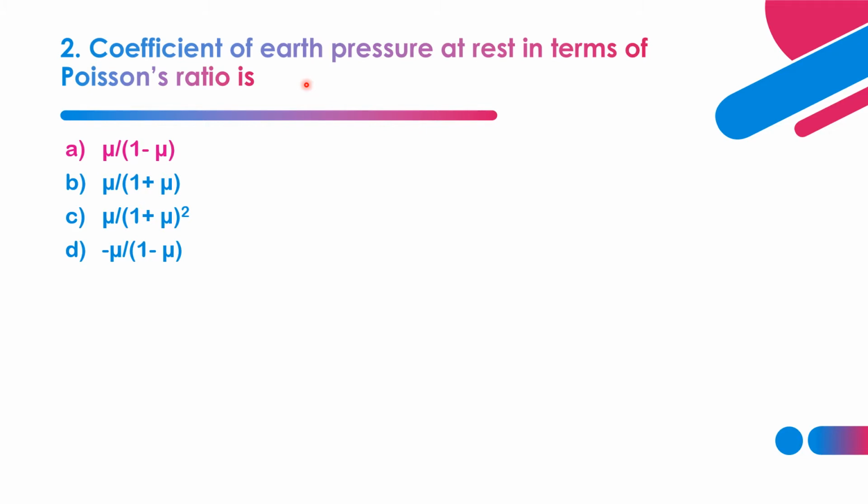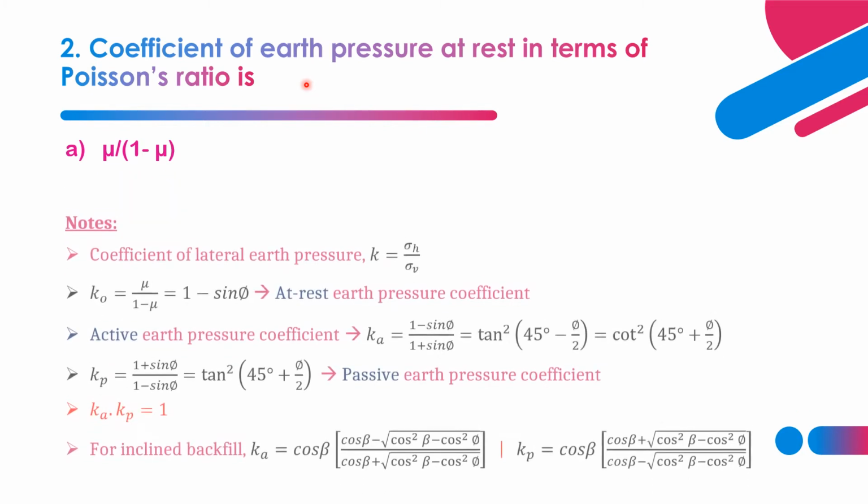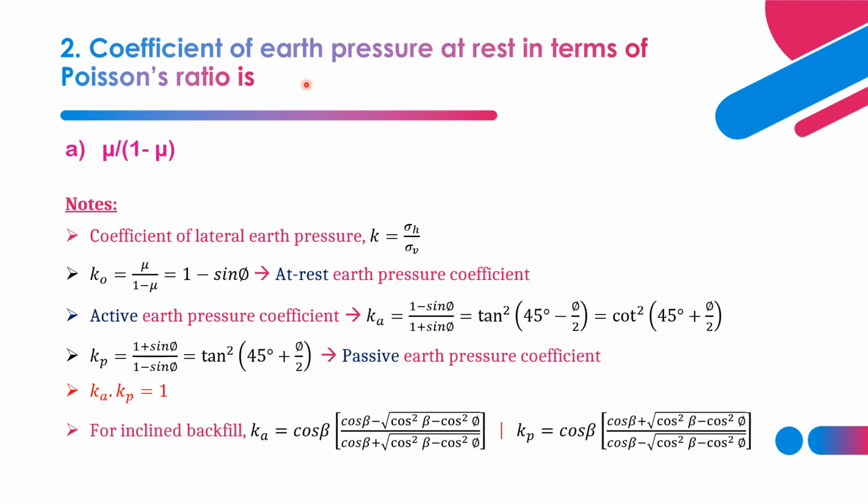Option A, nu by 1 minus nu, is the coefficient of at rest earth pressure with respect to Poisson's ratio, and we shall see what actually is the lateral earth pressure.